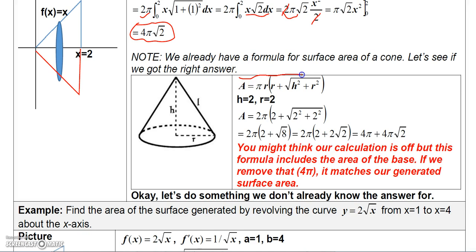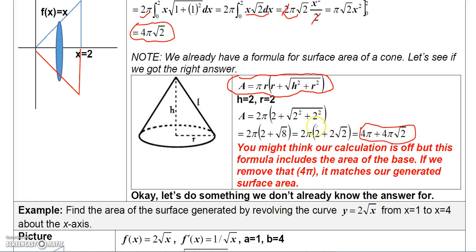So you can actually find the surface area of a cone from this formula, where r is the radius of the cone and h is the height of the cone. You can freeze the video if you want to and check my calculations, but I want to point out that when I plugged in a height of 2, which is the height of our cone, and a radius of 2, I got 4 pi plus 4 pi times the square root of 2.